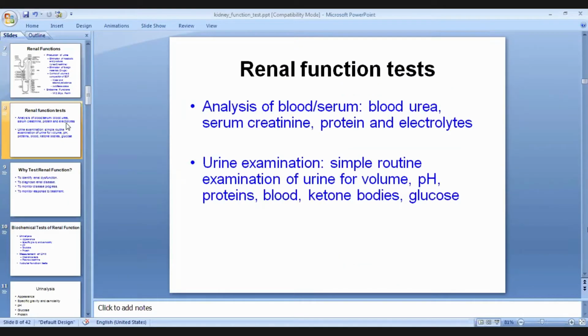Some of the renal function tests that can be performed are analysis of blood serum: urea, creatinine, protein, electrolytes. So here we are talking generally. For general renal functioning, this test can be done: assessment of blood urea, creatinine, protein, electrolytes, sodium, potassium level. Urine examination we can do, a simple routine examination to check the volume, pH, proteins, blood, ketone bodies, and glucose. If there are abnormal constituents, abnormal volume, or abnormal pH, this can be done as a general test for assessing renal functioning.